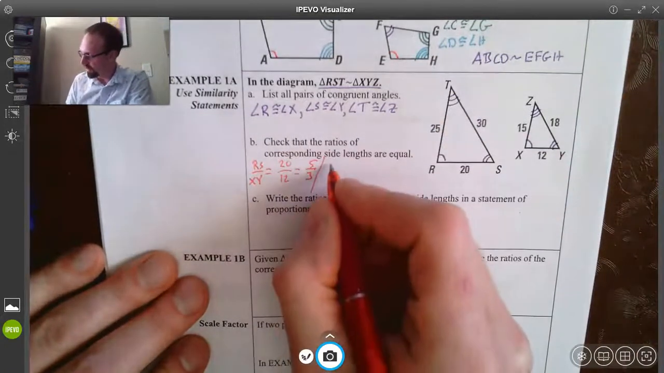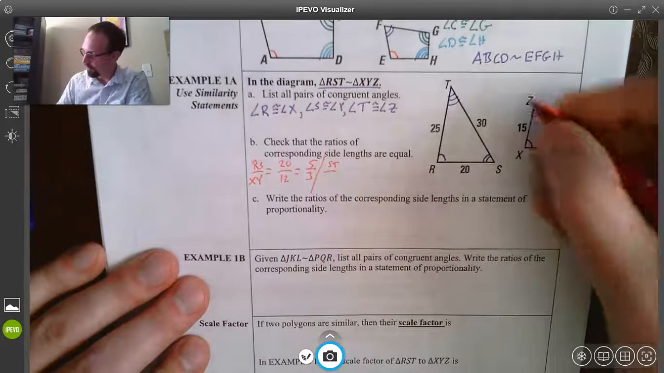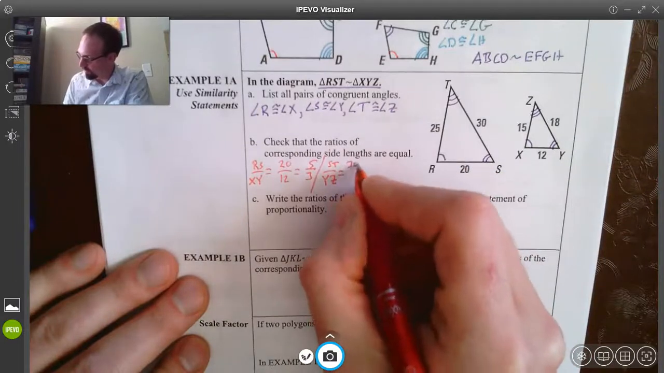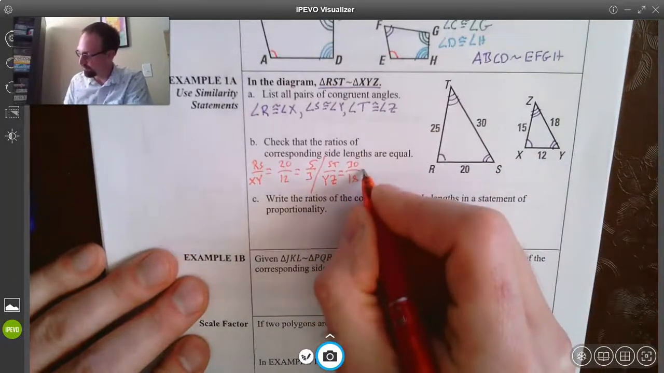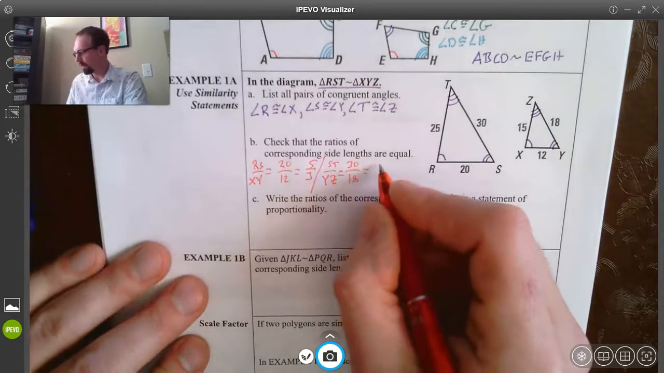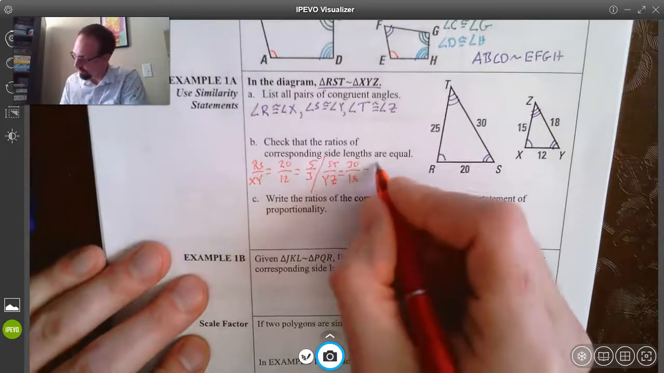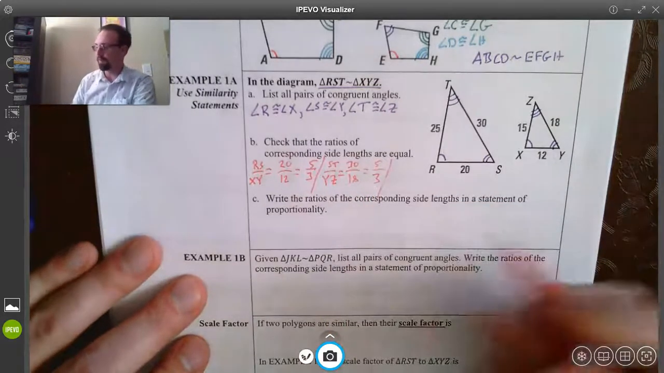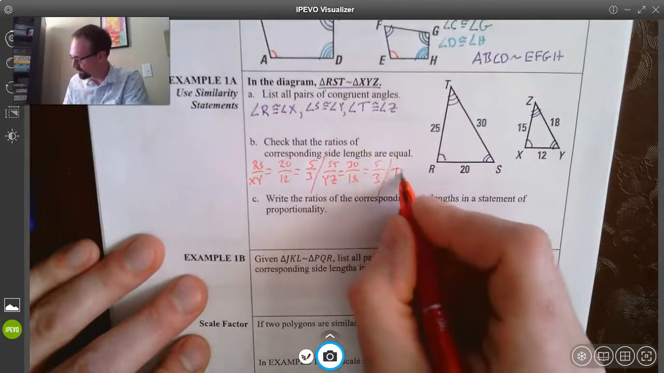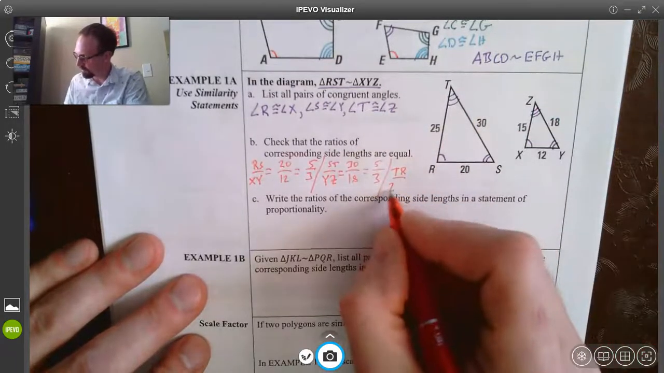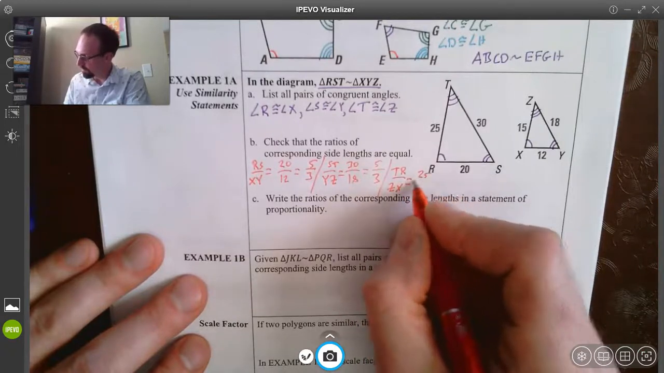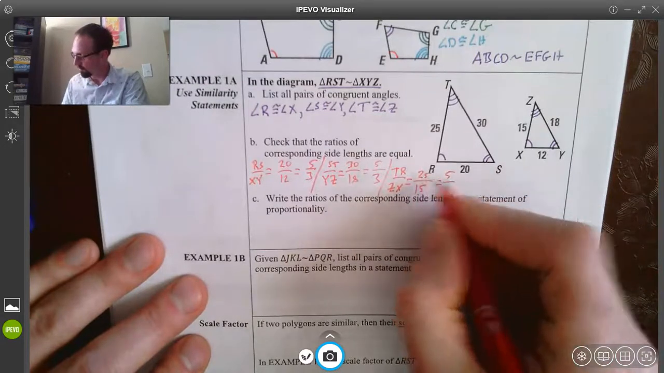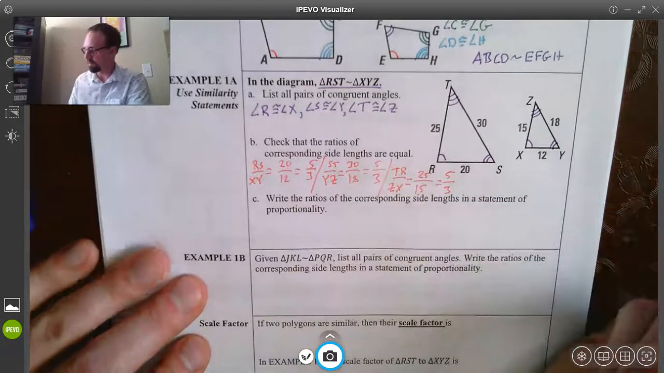So this one, ST over YZ. ST is 30, and YZ is 18. 3 goes into both of these. So does 6. 6 goes into 30 5 times. 6 goes into 18 3 times. So we got that one as well. Then the last one, TR over ZX. TR is 25, ZX is 15. 5 goes into both of these. 5 goes into 25 5 times. 5 goes into 15 3 times.